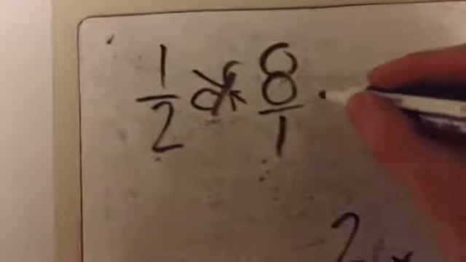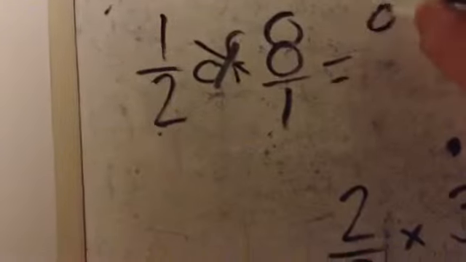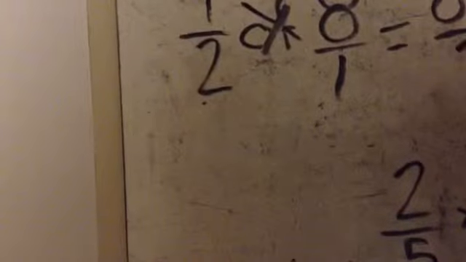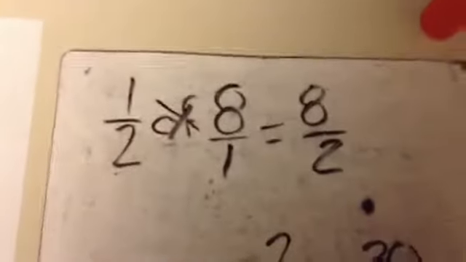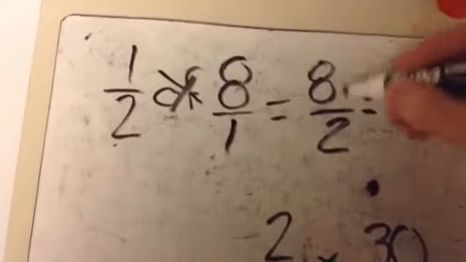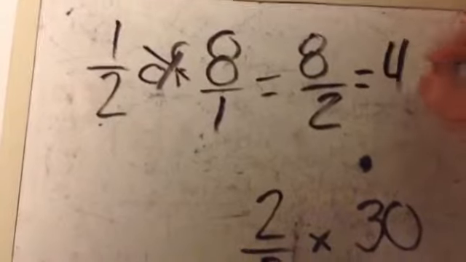You can multiply straight across, 8 over 1. So 1 times 8 is 8. 2 times 1 is 2. Oh, sorry, got out of frame. And 8 divided by 2, because a fraction means division, will give you an answer of 4.